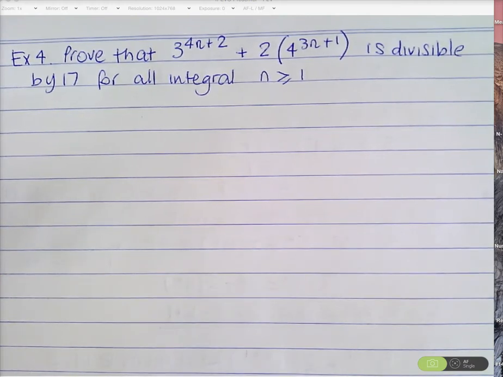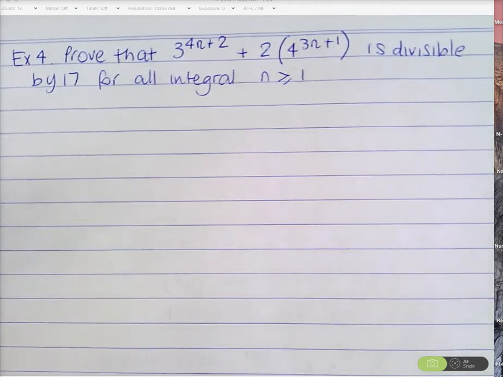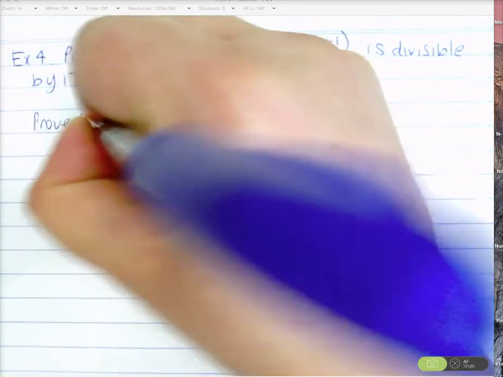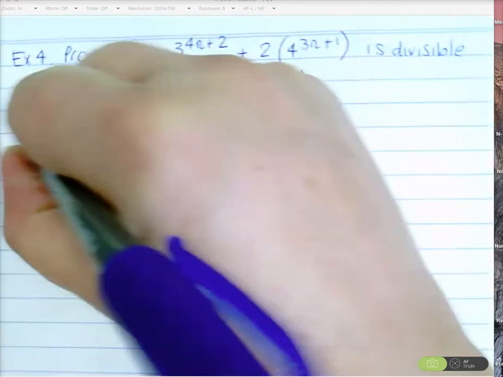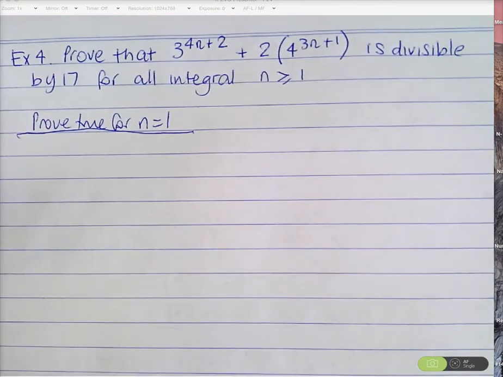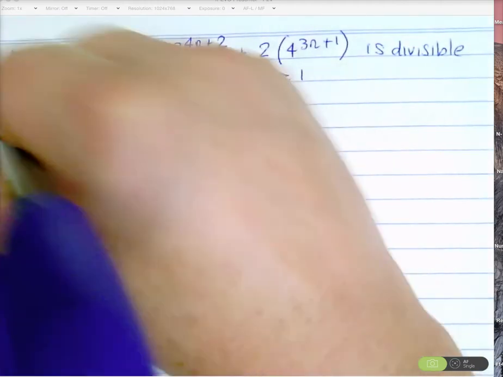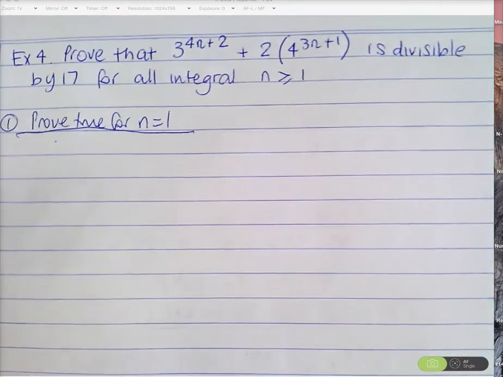Step 1, step 2, step 3. Right, when n is 1 and do it, then you must say therefore true for n is 1. Do you know what I mean? Or you can just write prove true for n is 1. You'll see some past HSC solutions how they do it, alright? So prove true for n is 1. I can just go 1 instead of writing step.